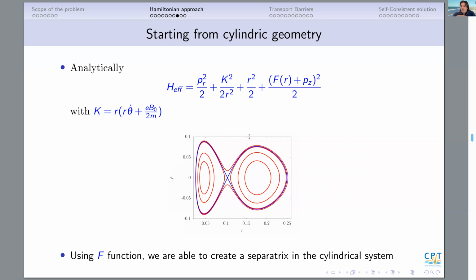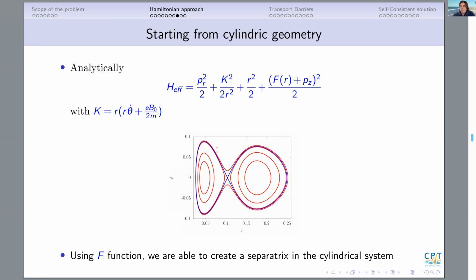And actually, the effective Hamiltonian of a particle can be written in this way. This is just a radial component, and because of the constants of the motion, Pz is a constant and K is some other related constant of the motion. So we have an effective Hamiltonian of this form, and we can tune F of R, which is related to the poloidal component of the magnetic field in the plasma, in order to create a separatrix. So we can have a system with an unstable fixed point that has a separatrix around it, and so we have two stable fixed points and one unstable fixed point.